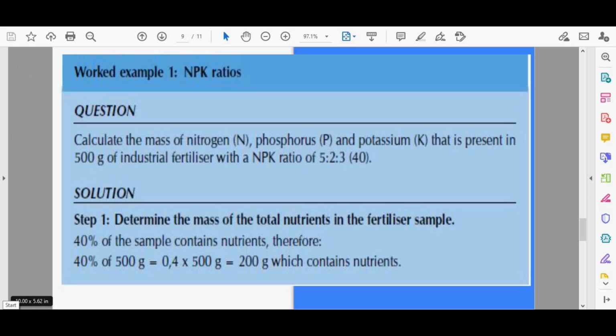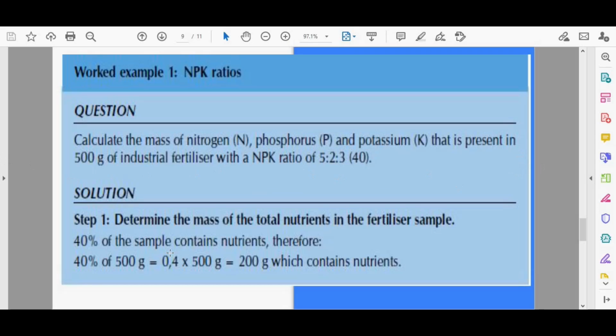Alright, we're going to take a little bit of a worked example here from the Siyavula textbook on NPK ratios. This is quite a nice little example, and I'm going to go through the solutions step by step before we tackle one of our own. So, worked example 1. We have a question that says calculate the mass of nitrogen, phosphorus, and potassium that is present in 500 grams of industrial fertilizer with an NPK ratio of 5:2:3 in brackets 40. So the 5 is your nitrogen, the 2 is your phosphorus, 3 is your potassium, and 40% is obviously 40% of the fertilizer is this ratio.